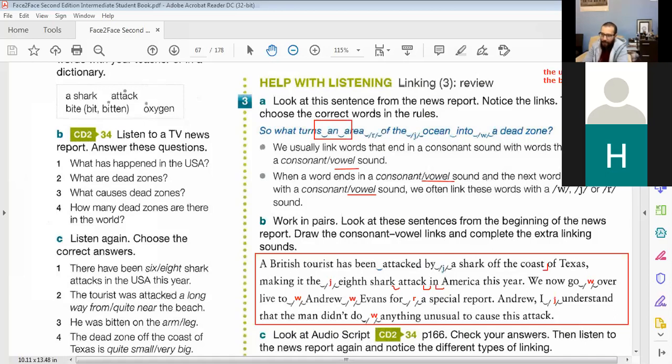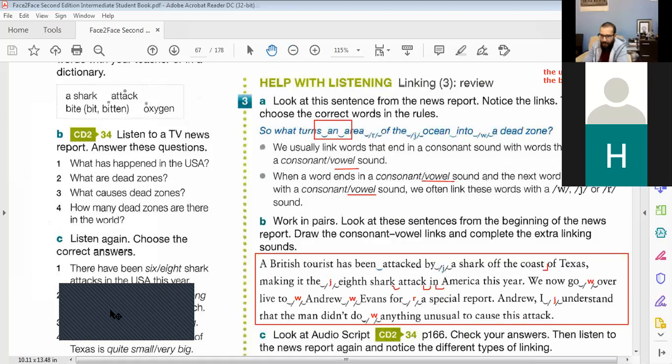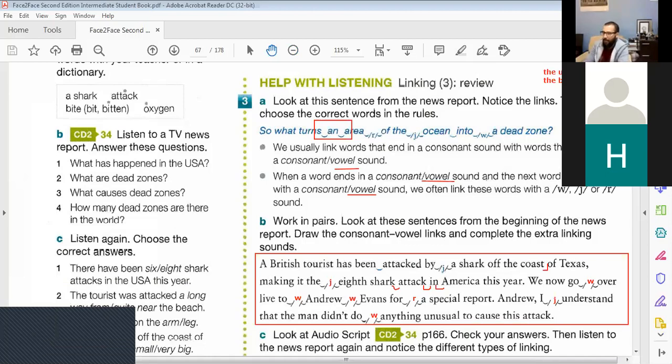So I'm just going to play the first part. I want you to pay attention to how she, the female reporter, Beverly, who's speaking in the beginning, makes all these links in a very natural way. So here we go. Let's listen.